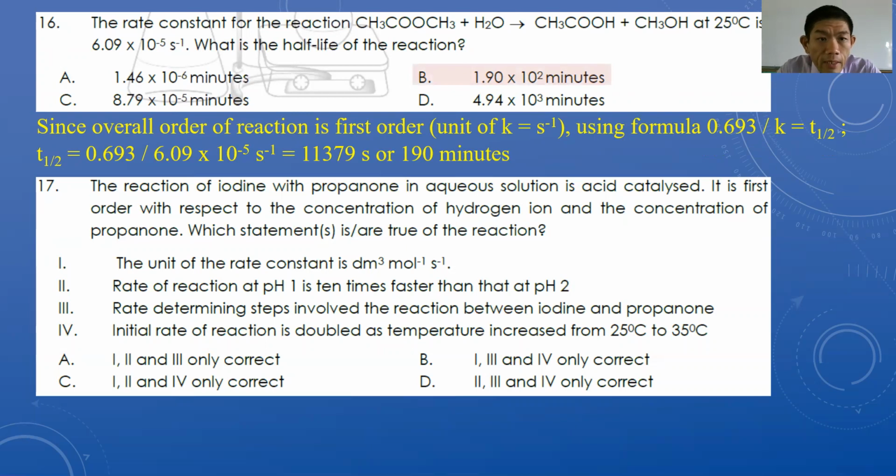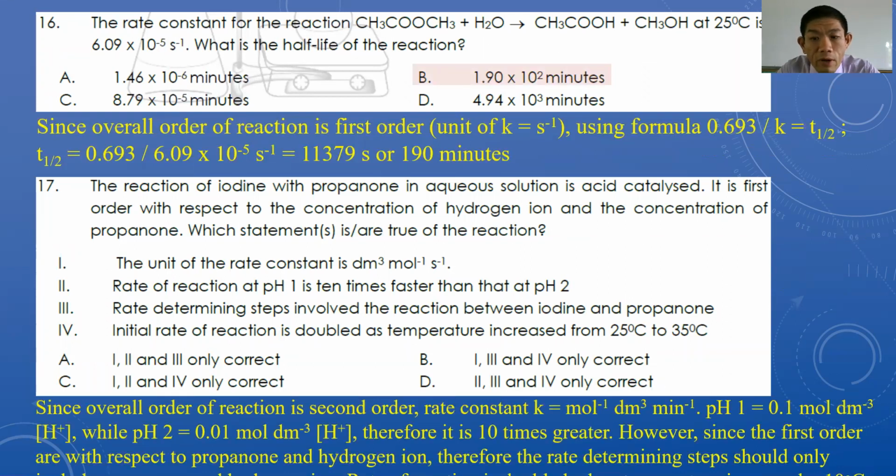Okay, number 17. The reaction of iodine with propanone in aqueous solution is acid catalyzed. It is first order with respect to the concentration of hydrogen ion and the concentration of propanone. Which statement is true of the reaction? Number 1, the unit of the rate constant is decimeter cube mole minus 1 second minus 1, which is correct because they are both first order, so it is second order overall. So you have mole minus 1 dm cube second minus 1.